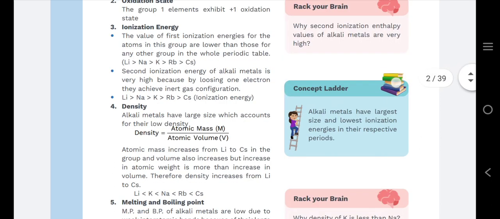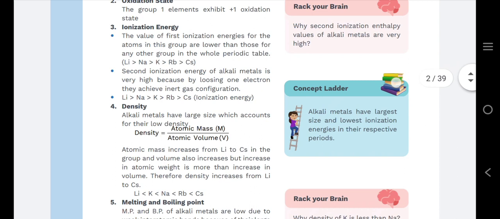Ionization energy. The first values of ionization energy for the atoms in this group are lower than those for any other group in the periodic table. Second ionization energy of alkali metals is very high because by losing one electron they achieve inert gas configuration.